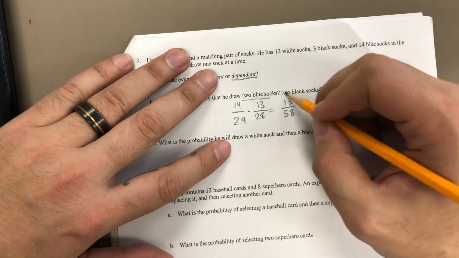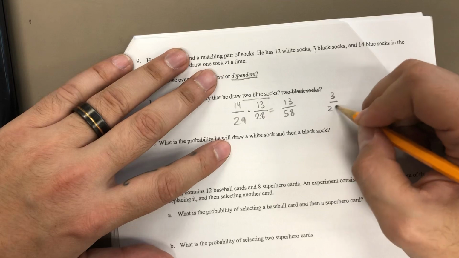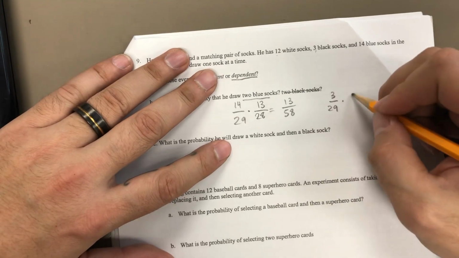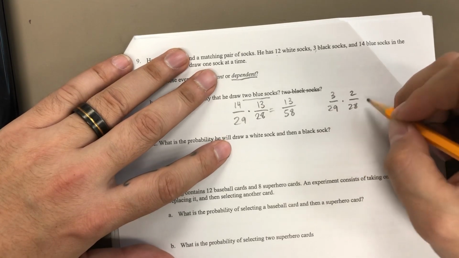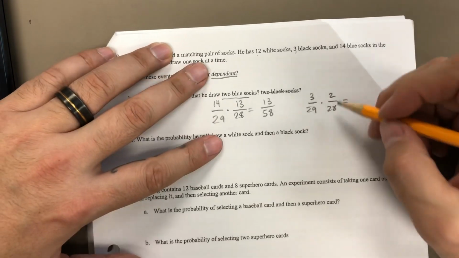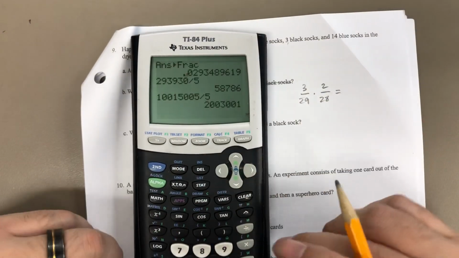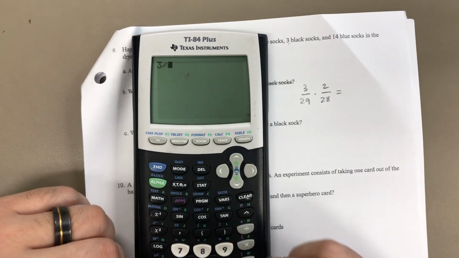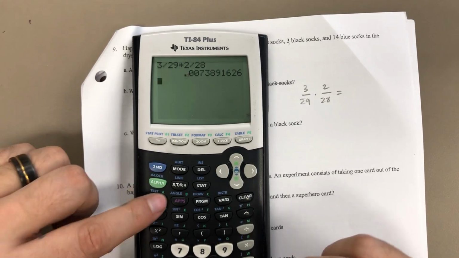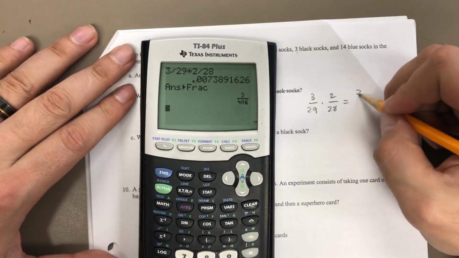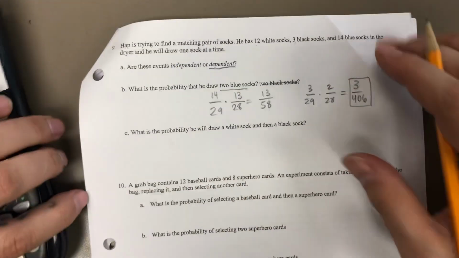What about 2 black socks? Well, all right, so there's 3 black socks at the beginning out of the 29. And then if you take one of the black socks out, there's 2 of them. And if you take out one of the black socks, that also takes down the total, so that'd be 28. Let me just use my calculator for this. 3 out of 29 times 2 out of 28, and then change it to a fraction. So 3 out of 406. So there's the probability for the 2 black socks.